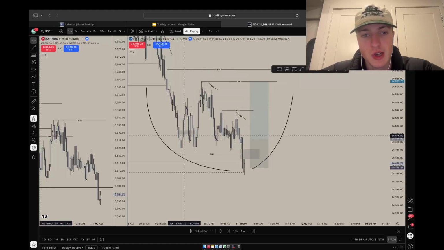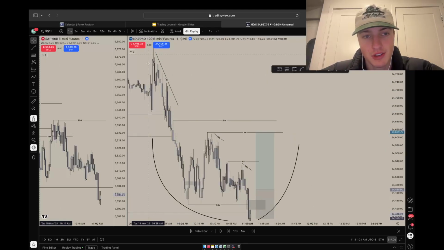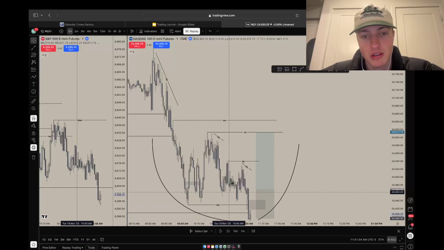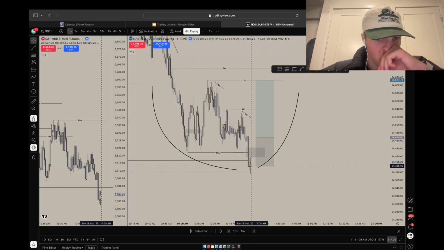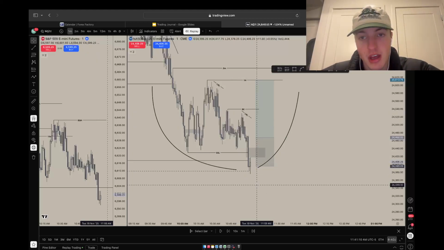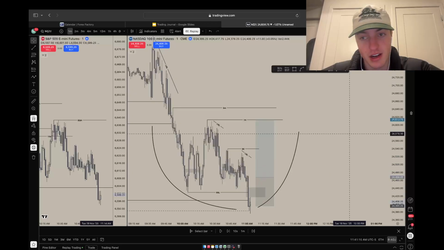So price distributes after manipulating higher. Then we accumulate. We manipulate everyone that's long here. Take out the weekly low, all the stops resting below there, manipulation. And after that, distribution. So if we inverse this, I expect us to fly higher.